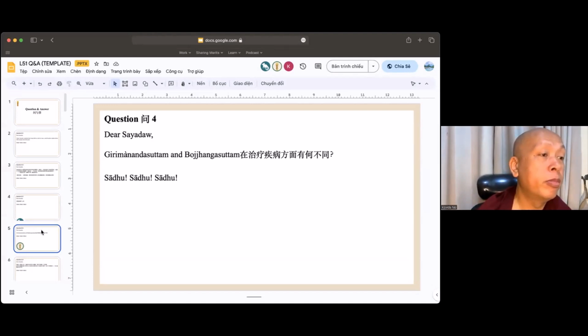Dear Sayadaw, in the Girimananda Sutta and the Bojjhanga Sutta, these two suttas in terms of treating disease, what is the difference in terms of treating diseases in these two suttas?